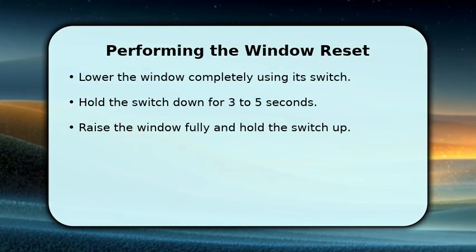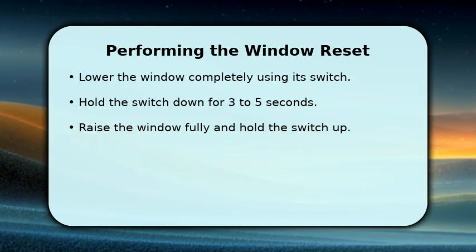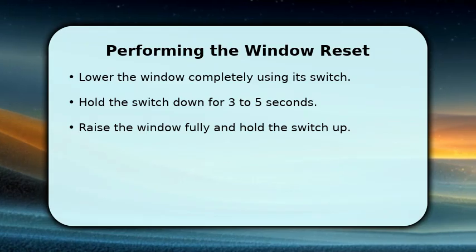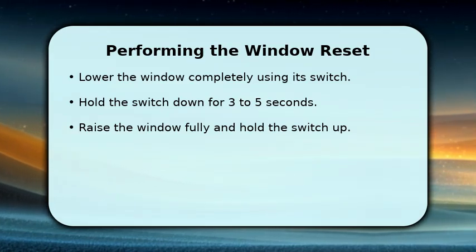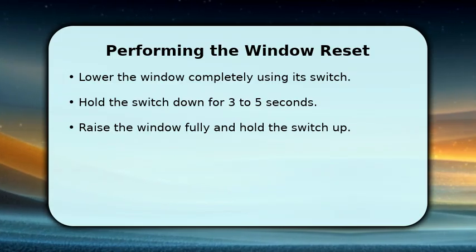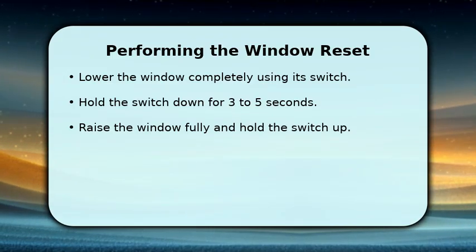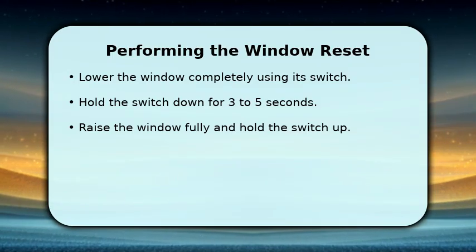Now, let's get into the reset procedure. Begin by fully lowering the problematic window. Once it's all the way down, continue to hold the window switch in the down position for an additional 3 to 5 seconds. This step helps the system recognize the window's lowest point. After that, raise the window completely, ensuring it's fully closed at the top.